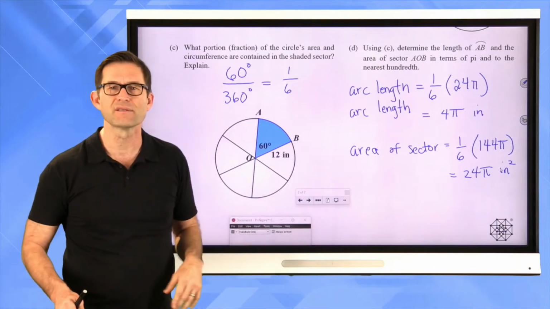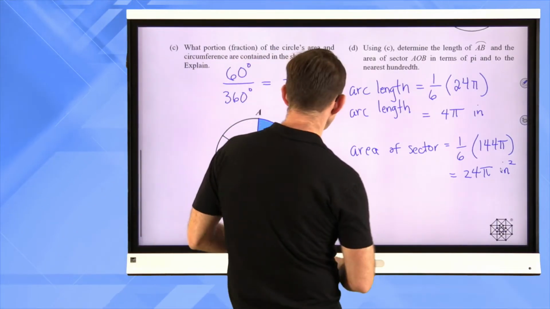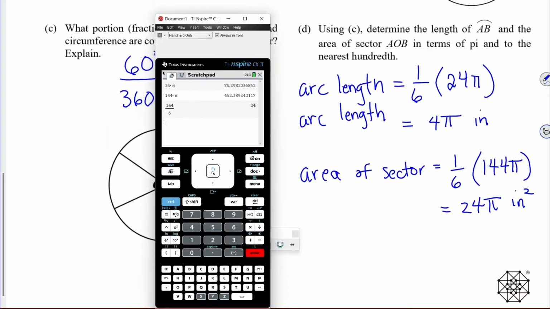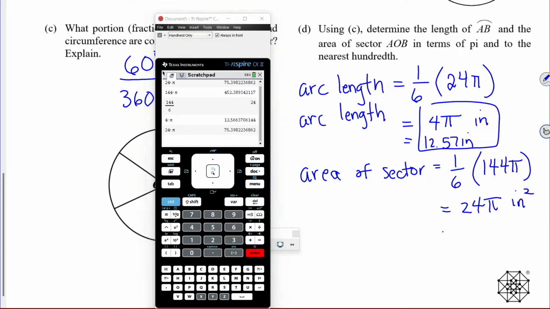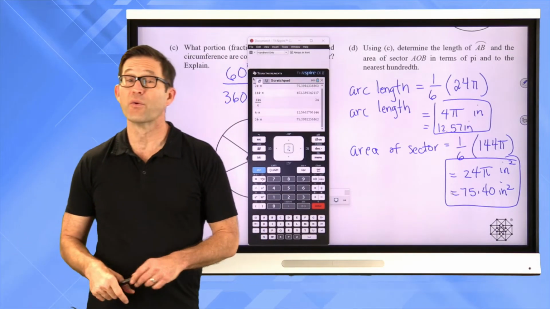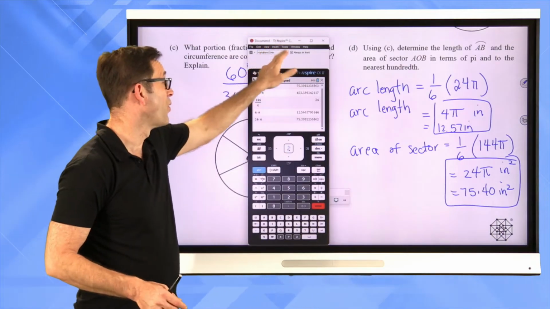Now we still want these things in terms of decimals to the nearest hundredth. So real quick, that's easy enough. If I just do 4 pi, that's going to be 12.57 inches. Let me circle those. And 24 pi will be 75.40 square inches. All right. And really, that is basically the whole lesson.